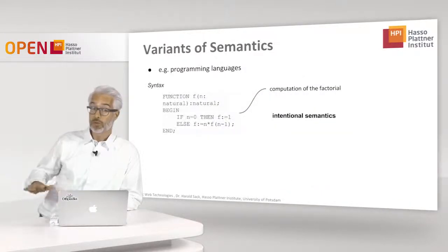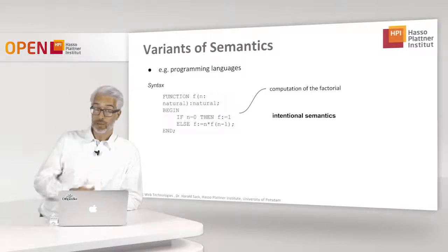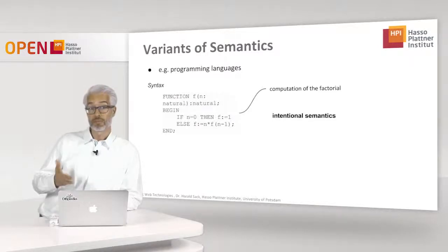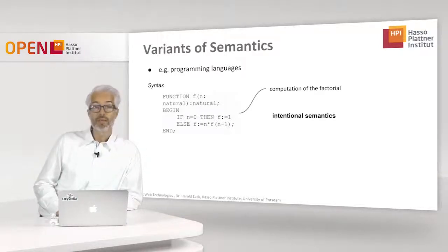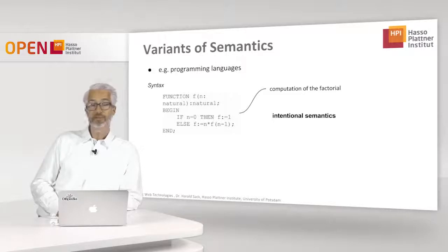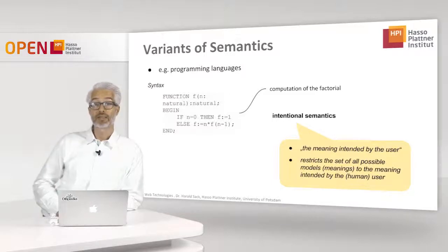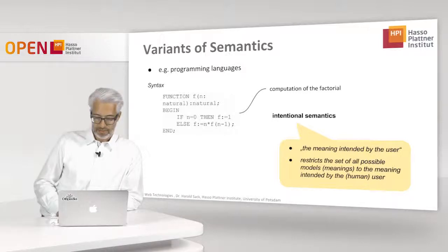So let's have a look at different variants of semantics that exist. First of all, we have here an example of a programming language, the computation of the factorial in some programming language. And of course, the intentional semantics of the program code you see here: there is a function defined, and then there is the definition of how it really works. And the point is, this is the computation of the factorial. If I simply write it in that way, it's the so-called intentional semantics, the meaning intended by the user who has really written that part of code.